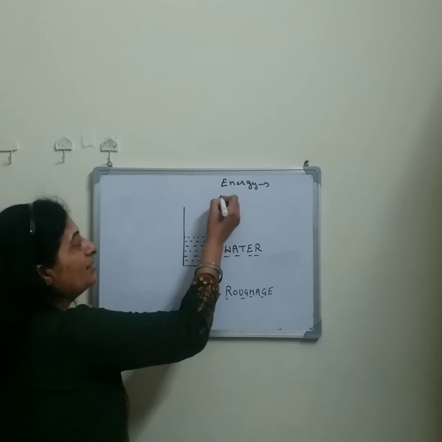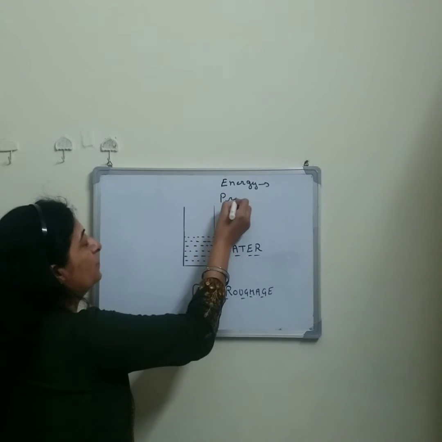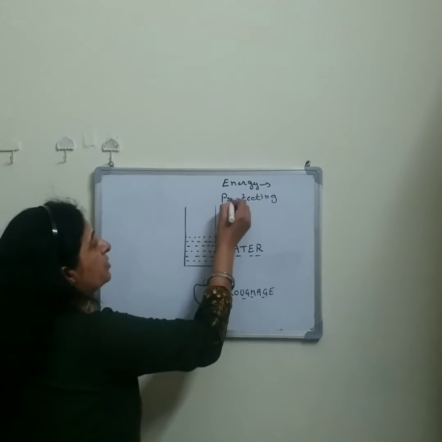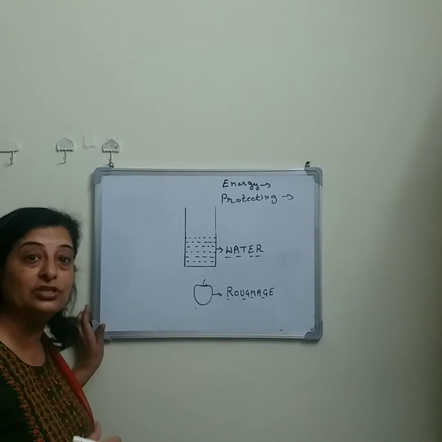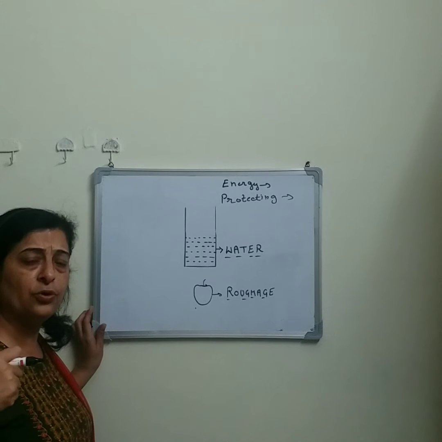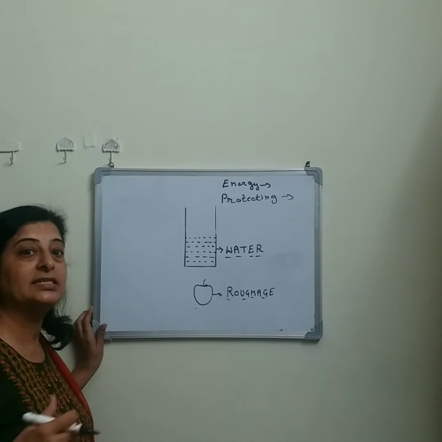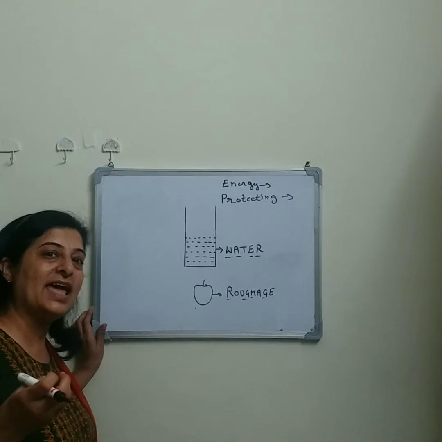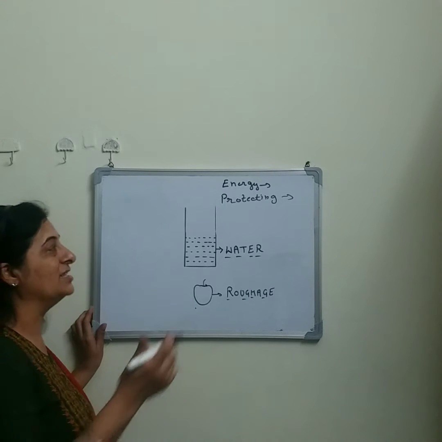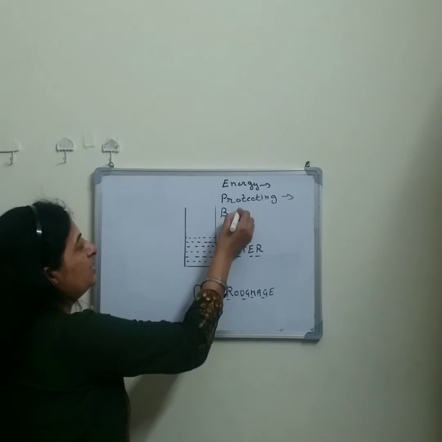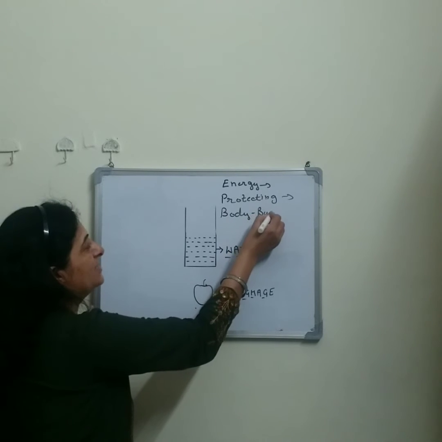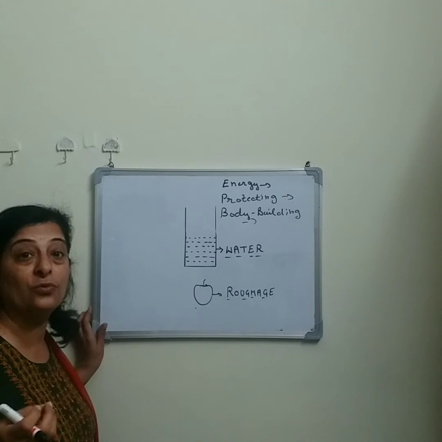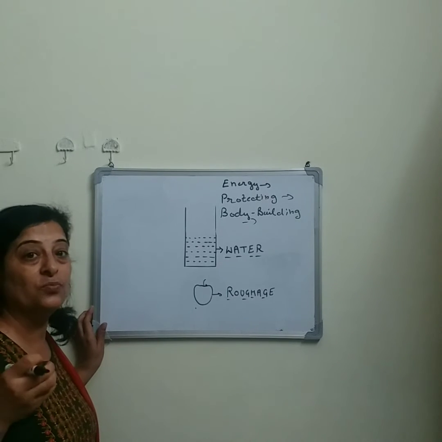Next one is protecting food. This food protects you from different diseases. It protects your body against different diseases, like vitamins and minerals sources such as fruits and green vegetables. And the next one is body building food. What is that? Body building food is protein rich food, like milk and cheese.